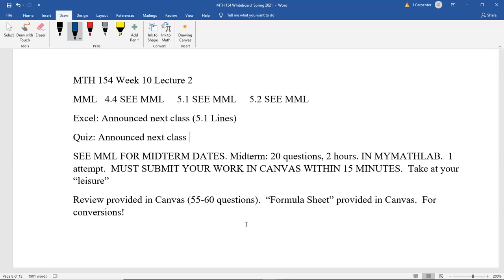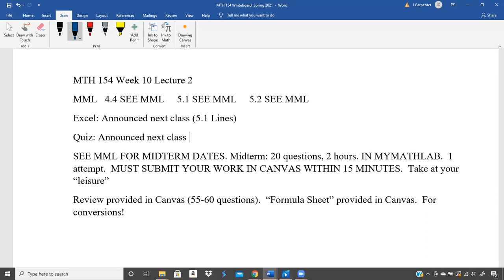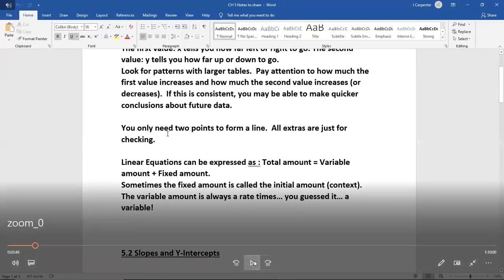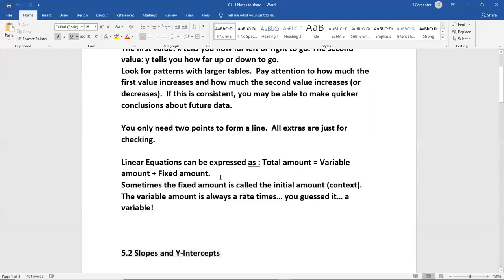All right, so with that being said, we are going to pick back up where we left off when we were talking about the concept of total change being a sum of a fixed amount and a variable amount with that kind of simple equation. So let's get back into that from 5.1. Yes, we finished all of these notes.